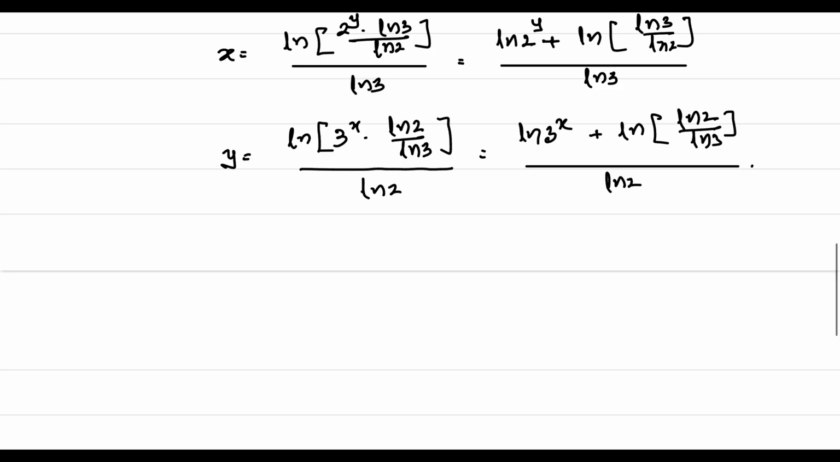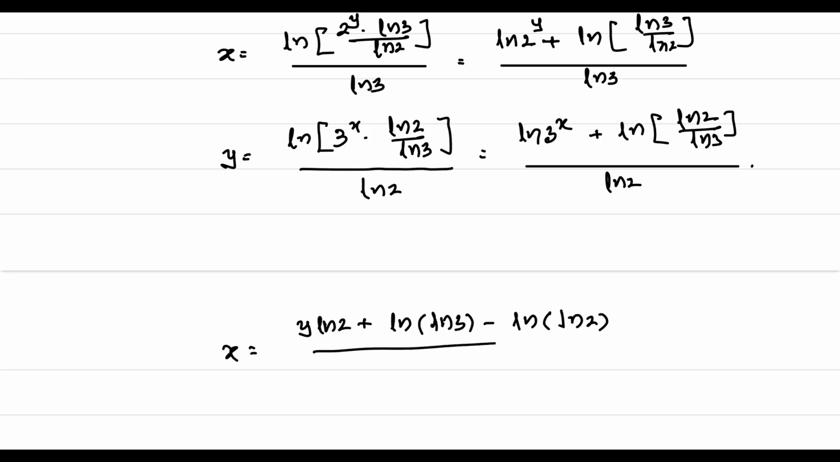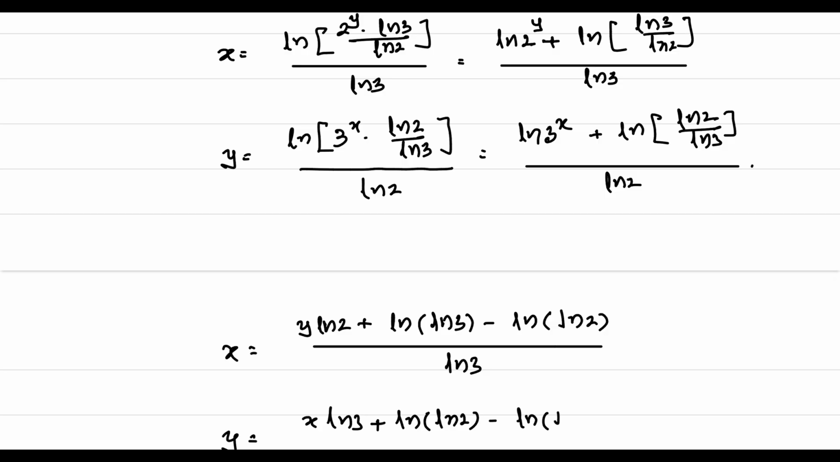Now, how can these two equations be written? x is equal to y into ln 2 plus ln of ln 3 minus ln of ln 2, whole divided by ln 3, and y is equal to x into ln 3 plus ln of ln 2 minus ln of ln 3, whole divided by ln 2.